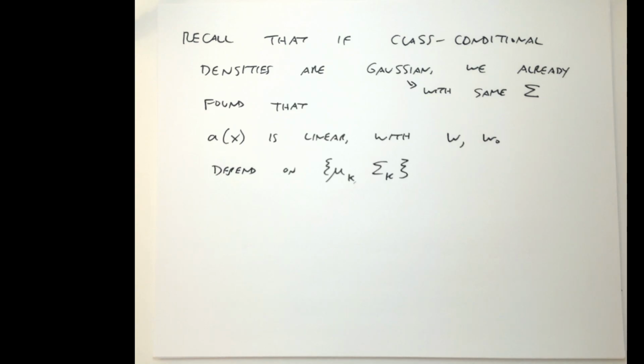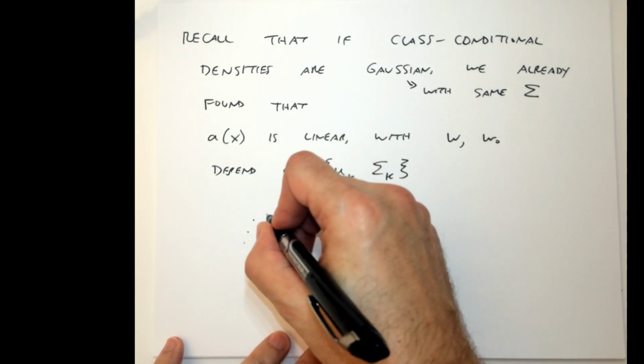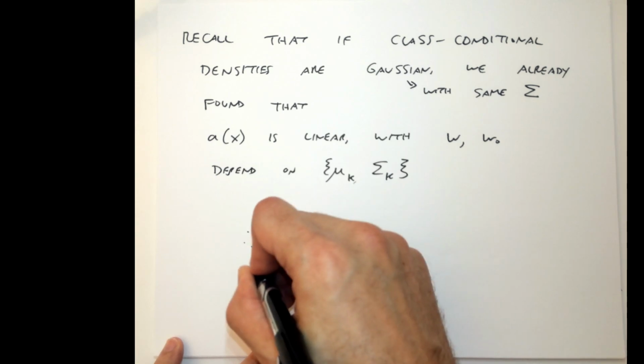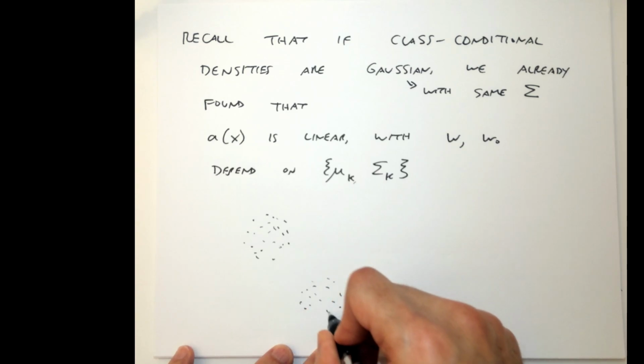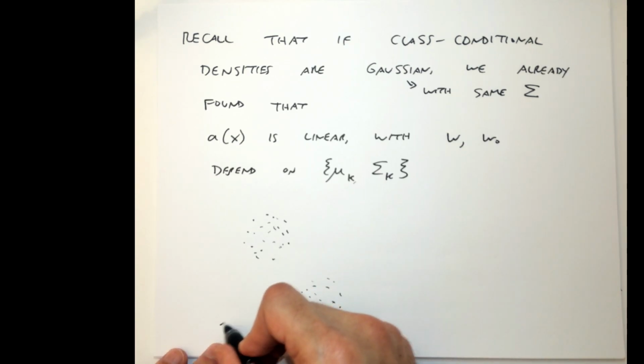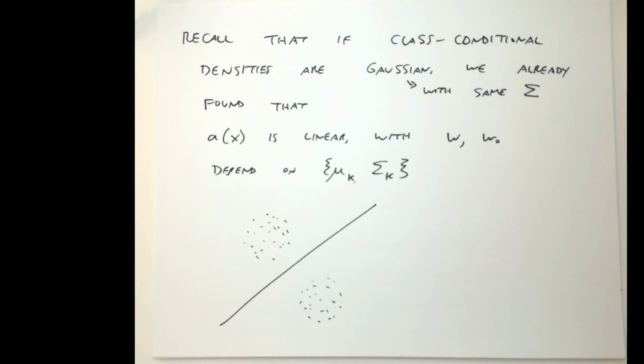So there should be something in the back of your head that's like, okay, I remember that if I had a cloud of points over here and a cloud of points over here, the Bayesian boundary is a straight line that separates them, right?